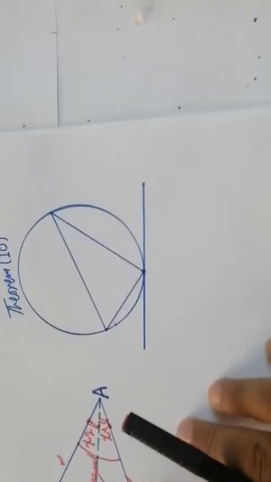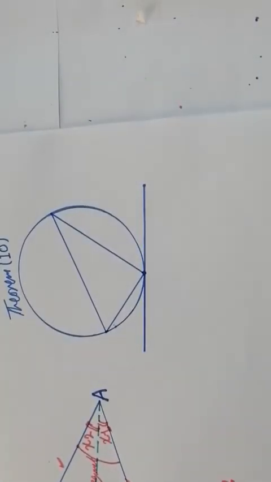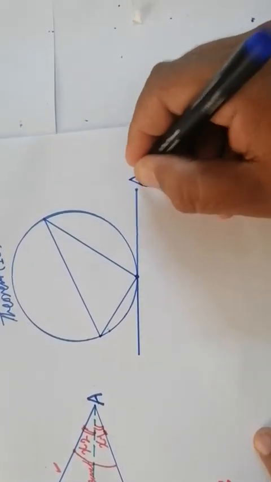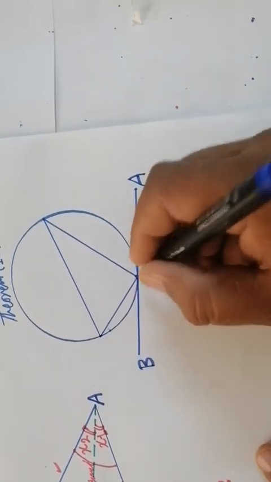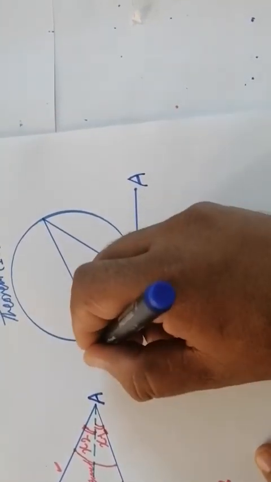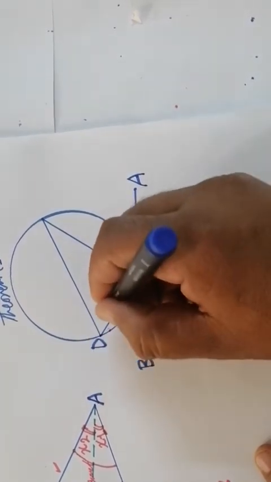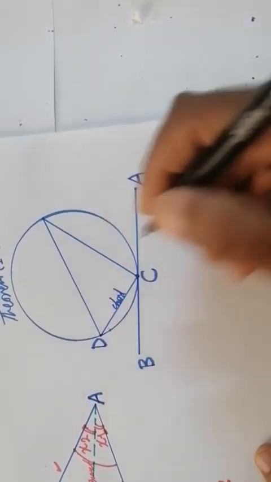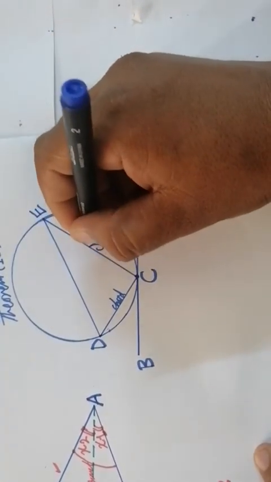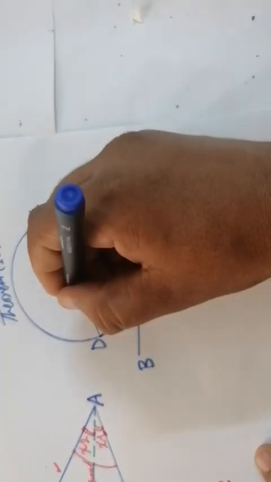Theorem 10, the last theorem. Okay. This line, what is it called? It's a tangent. Let us say A and B. And here C will be the tangency point. CD here, what is it? It's like a chord. Okay, and CE here, what is it? It's also a chord. And DE is also a chord.